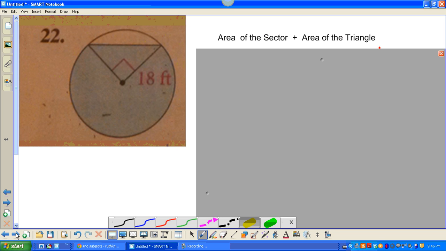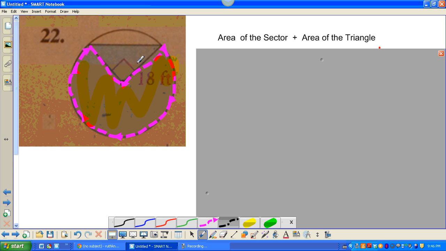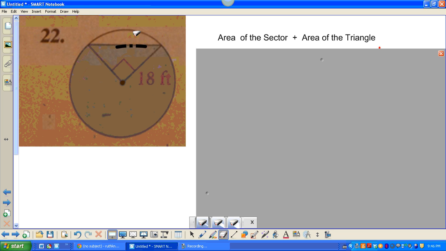For problem number 22, my strategy is going to be different. Because I am trying to find the entire shaded region, I am going to break this up into the area of this sector. So I am going to find this area right here. Then I am going to add the area of this triangle. So that is my main strategy, is to find the area of the big sector, and I'm going to add the area of the triangle. All right, let's see how much of this is going to erase. All right, here we go.